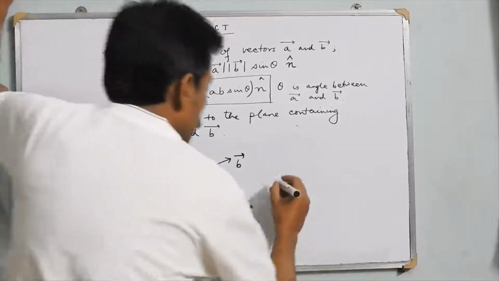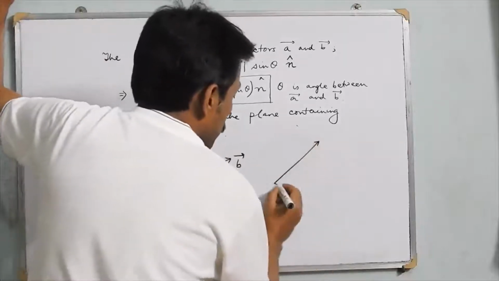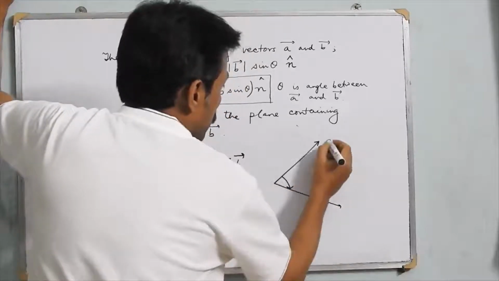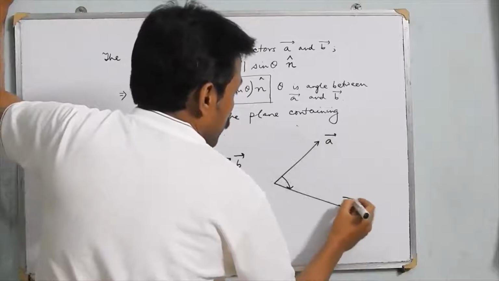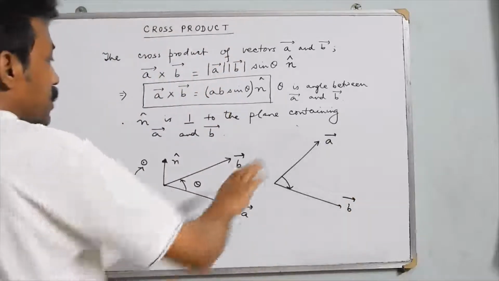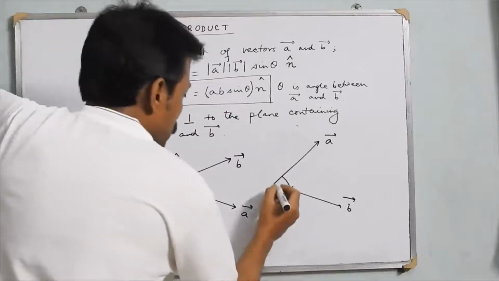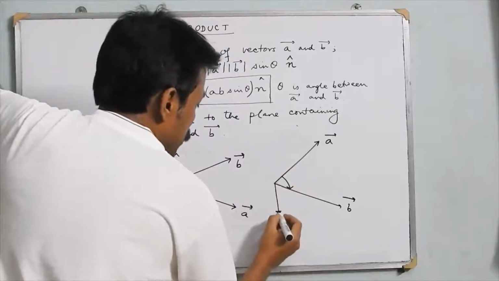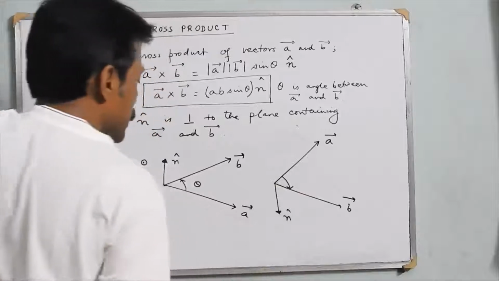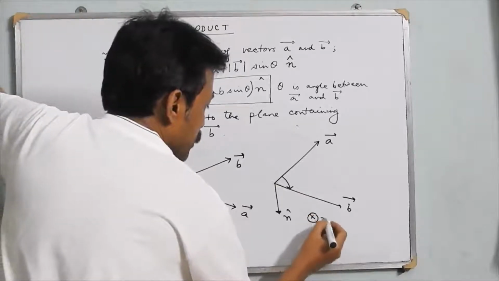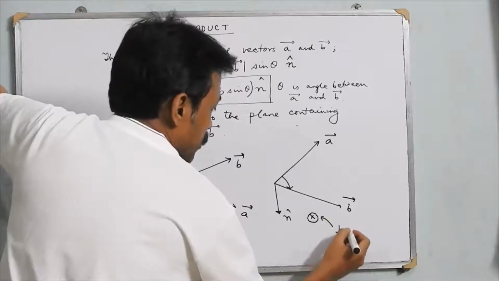Suppose this is A vector and this is B vector. We are determining A cross B, A vector cross B vector. Then we are rotating in the sense from A to B, so it is perpendicular in. So this perpendicular in is usually expressed as a cross with a circle over it. This represents perpendicular in.